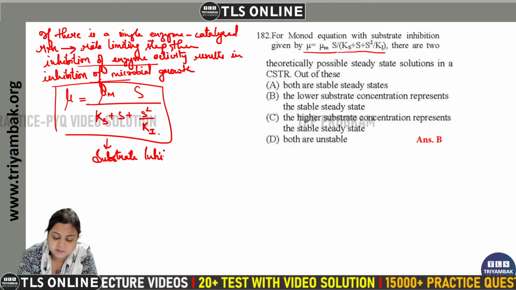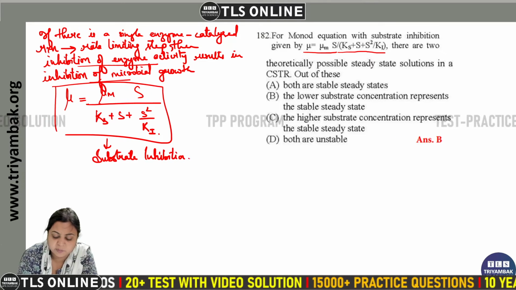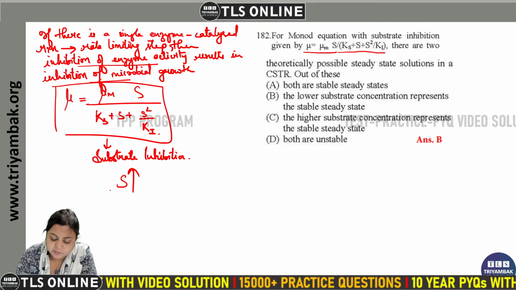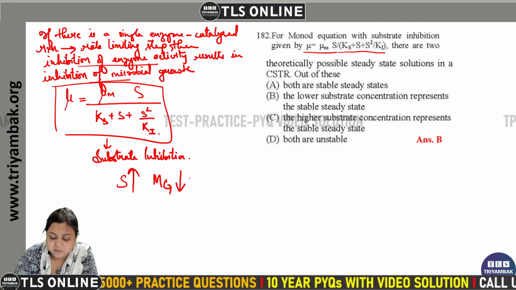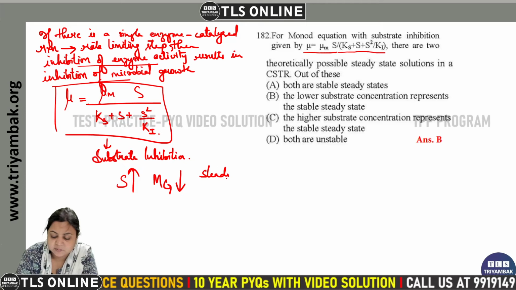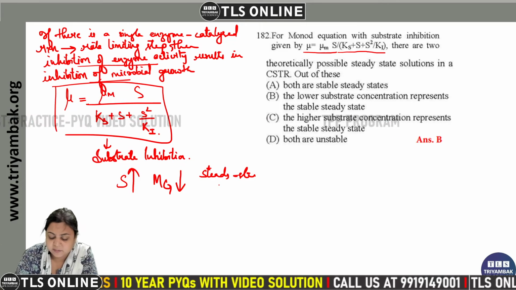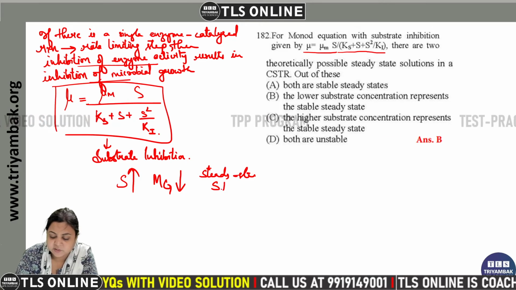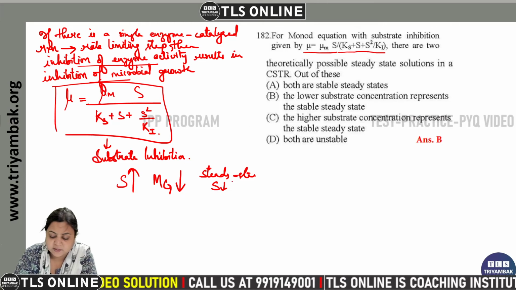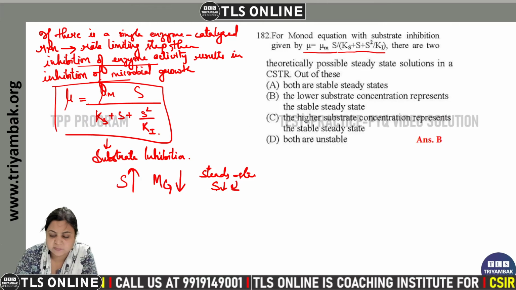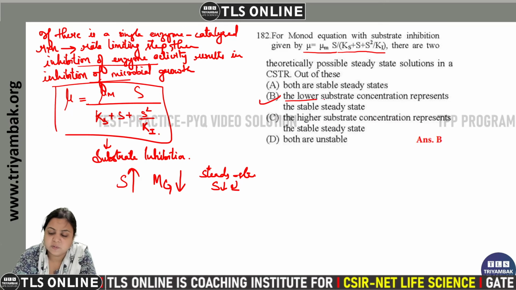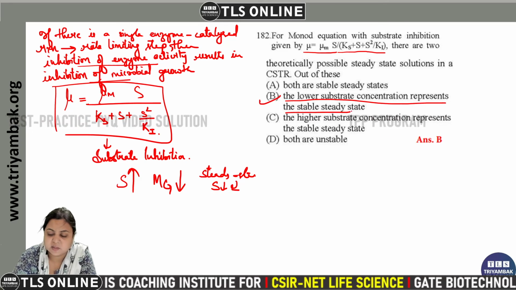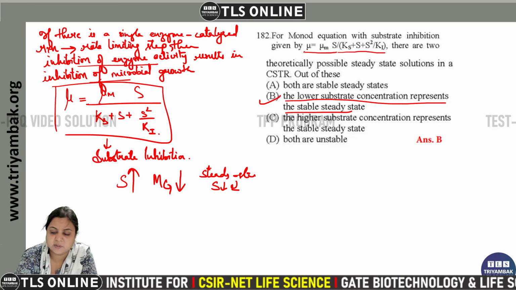यानी कि जैसे जैसे सबस्ट्रेट की कॉन्सेंट्रेशन बढ़ेगी माइक्रोबियल ग्रोथ क्या होगा? This will decrease. सो स्टेडी स्टेट कब होगी? व्हेन देयर वी हैव द लोअर सबस्ट्रेट कॉन्सेंट्रेशन. दैट इज ऑप्शन बी. दैट इज द लोअर सबस्ट्रेट कॉन्सेंट्रेशन रिप्रेजेंट्स द स्टेबल स्टेडी स्टेट फॉर दिस इक्वेशन.